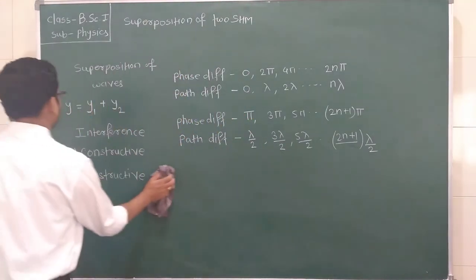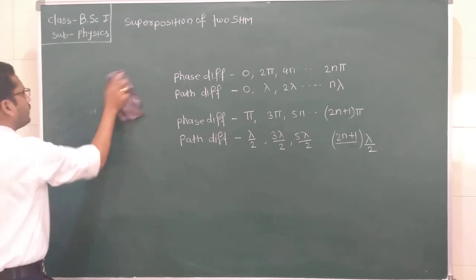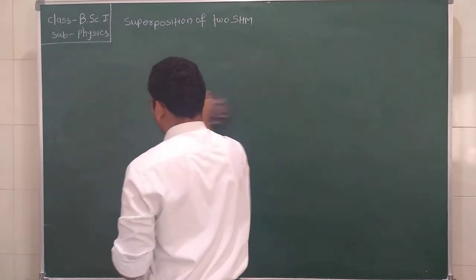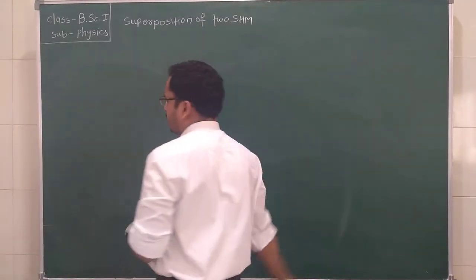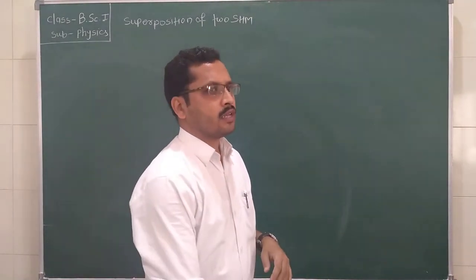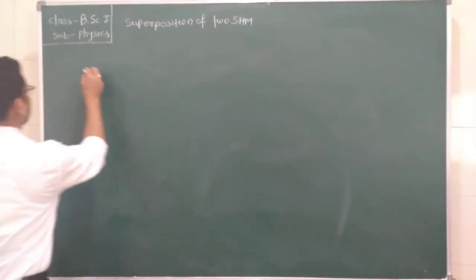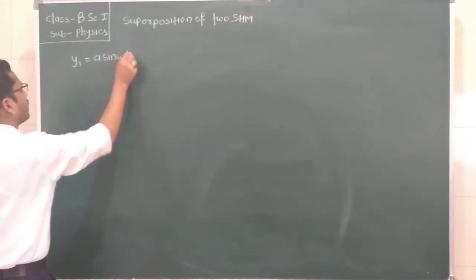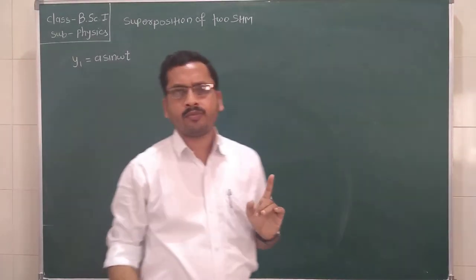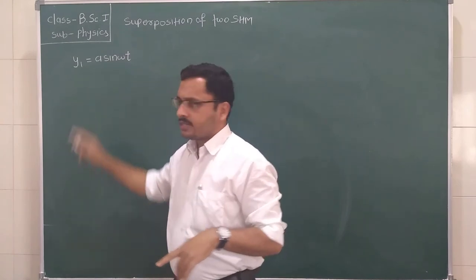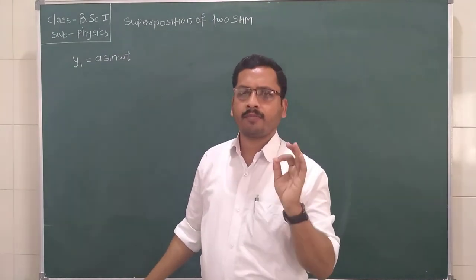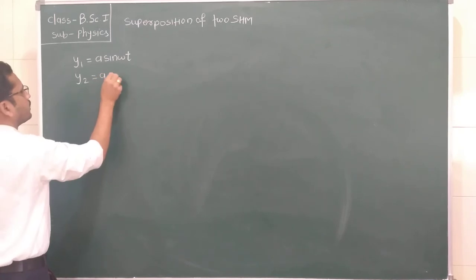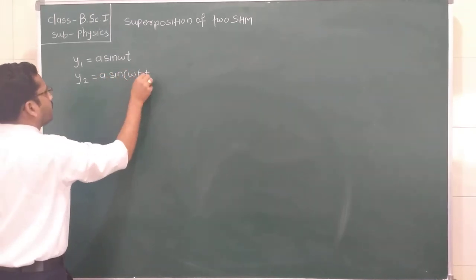Okay, so here we are considering two simple harmonic motions, or waves, represented by two equations. The two equations are taken as y1 is equal to A sine omega t. Consider these two simple harmonic motions. This simple harmonic motion y1 represents a particle which performs simple harmonic motion starting from the mean position. This is A sine omega t, and y2 is equal to A sine (omega t plus pi).